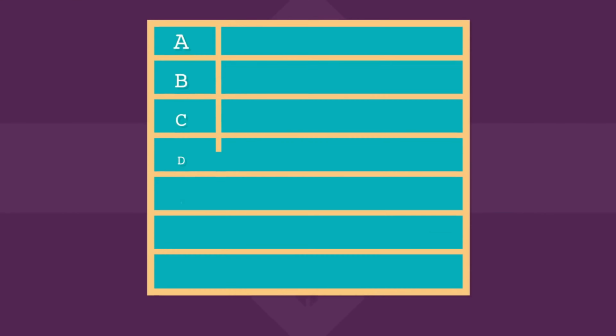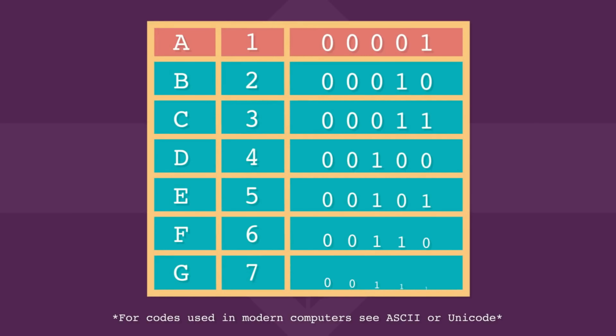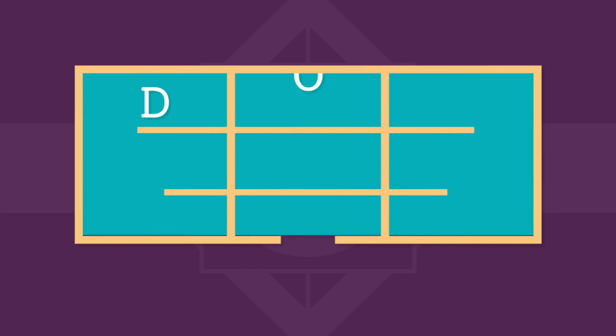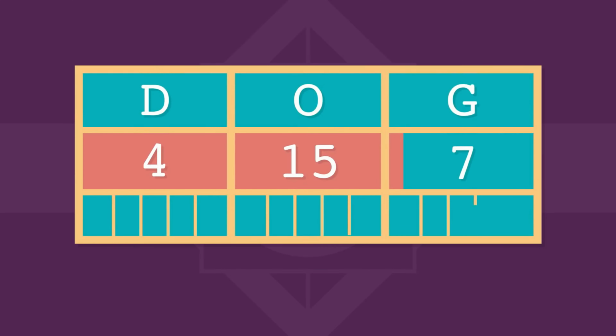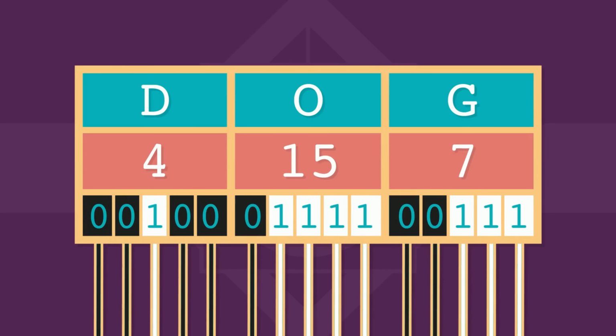Think of all the letters in the alphabet. You could assign a number to each letter. A could be 1, B could be 2, and so on. You can then represent any word or paragraph as a sequence of numbers. And as we saw, these numbers can be stored as on or off electrical signals. Every word you see on every web page or your phone is represented using a system like this.